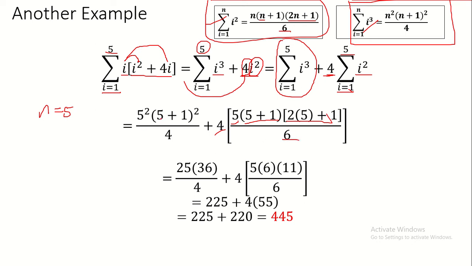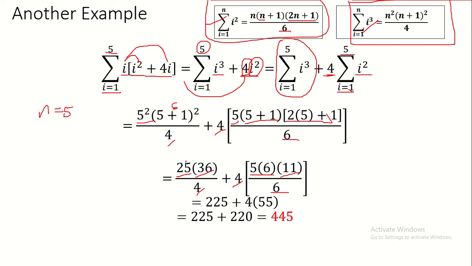Simplifying further, we have 5 squared is 25. 5 plus 1 is 6. 6 squared is 36 divided by 4. Plus 4. Okay, so this is 5 times 5 plus 1 is 6. So we have 5 times 6 there. And then 2 times 5 is 10. 10 plus 1 is 11 divided by 6.